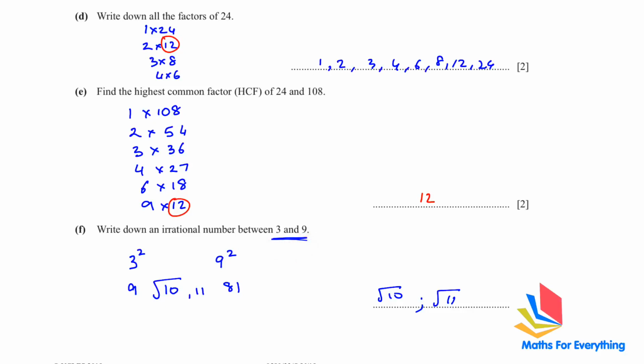Which other number between 3 and 9 is irrational? Pi. Pi is also irrational. So we could also have written pi.